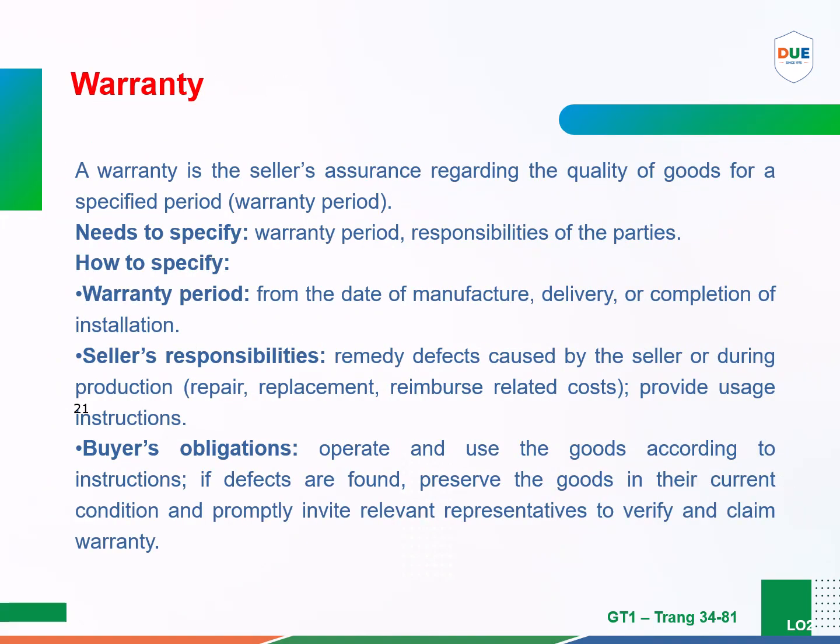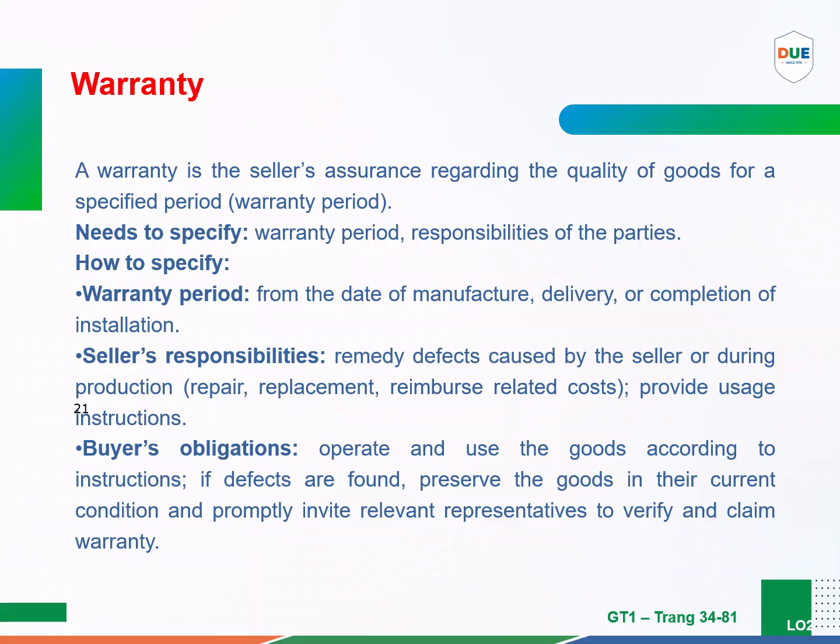The warranty clause in an international sales contract is the seller's commitment to guarantee the quality of goods for a specified period, called the warranty period. During this period, if defects arise due to the seller's fault or during production, the seller must fulfill the warranty obligations as agreed. When drafting the warranty clause, the contract should clearly specify the warranty period, which may be counted from the date of manufacture, the date of delivery, the date of completed installation, or the date the goods are put into use, depending on the nature of the goods and the agreement between the parties.